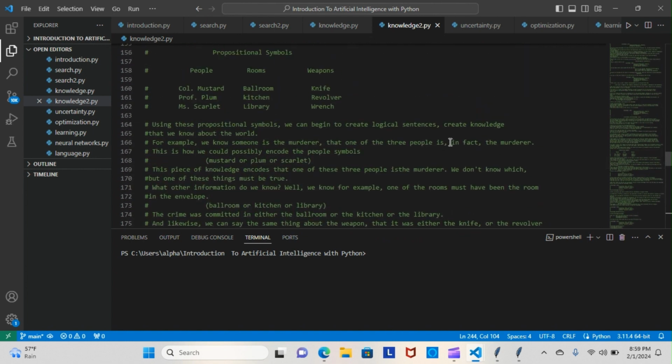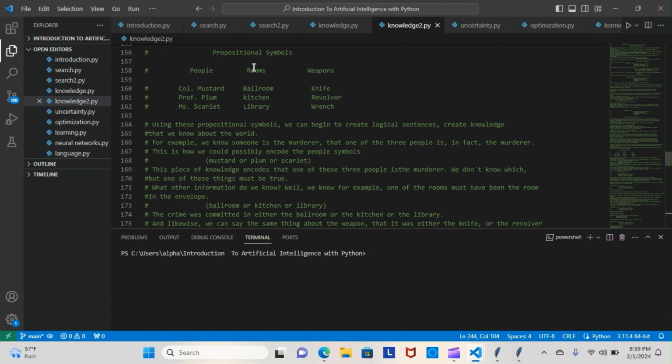All right, so to begin with, these are propositional symbols here. This is everything we know. These are the people involved, these are the rooms involved, and these are the possible weapons involved. So there's a Colonel Mustard, Professor Plum, and Miss Scarlet. There's a ballroom, a kitchen, and a library. There's a knife, a revolver, and a wrench.